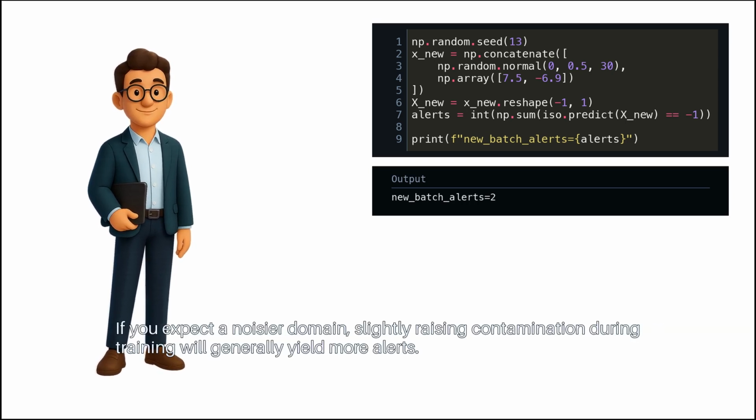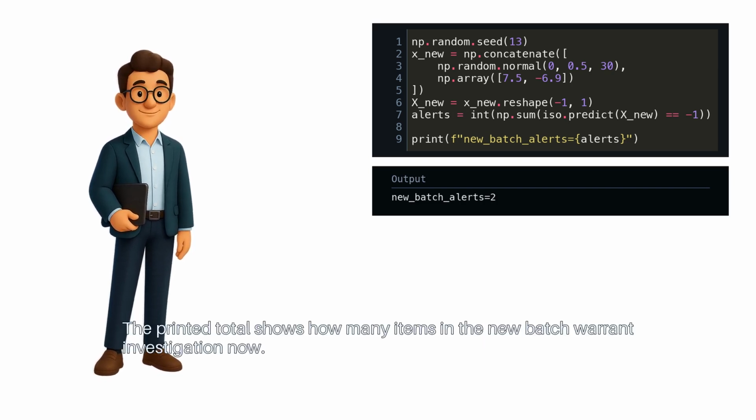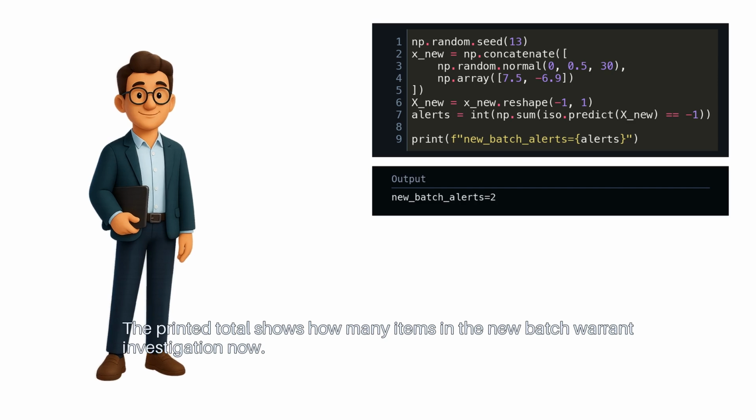If you expect a noisier domain, slightly raising contamination during training will generally yield more alerts. The printed total shows how many items in the new batch warrant investigation now.